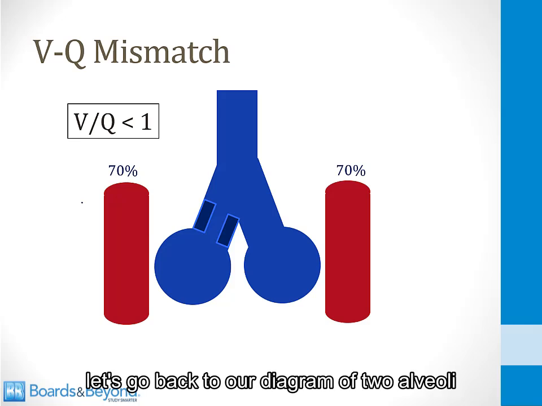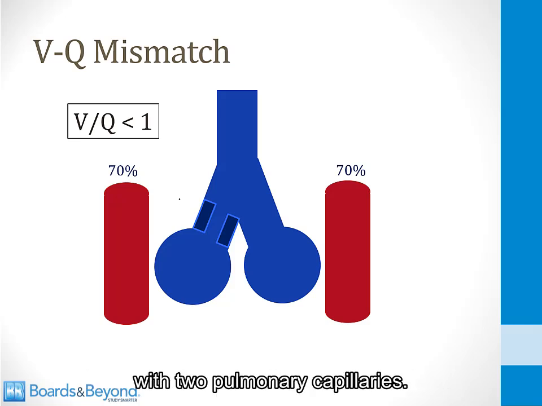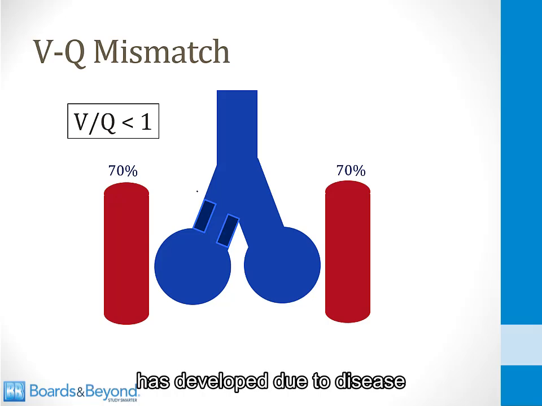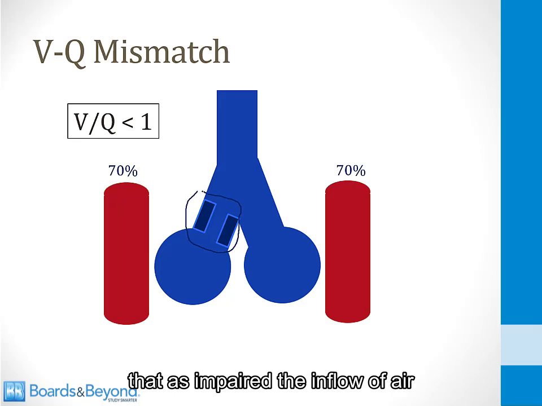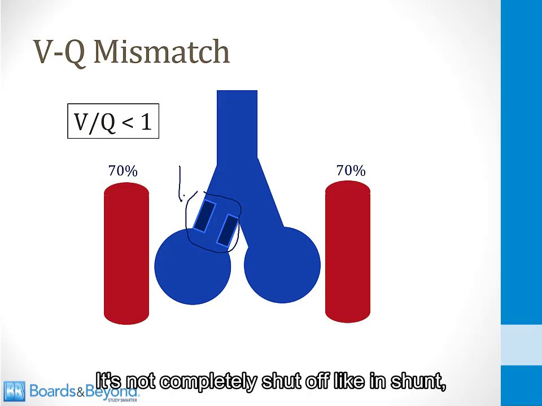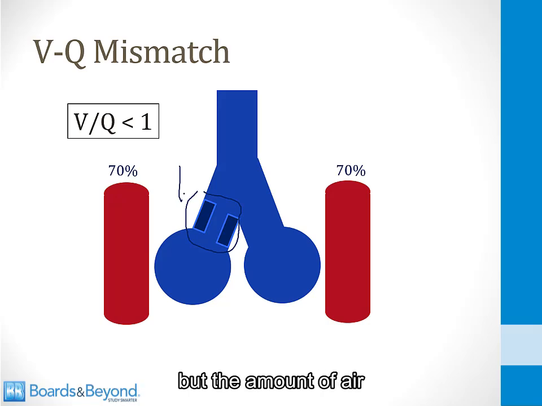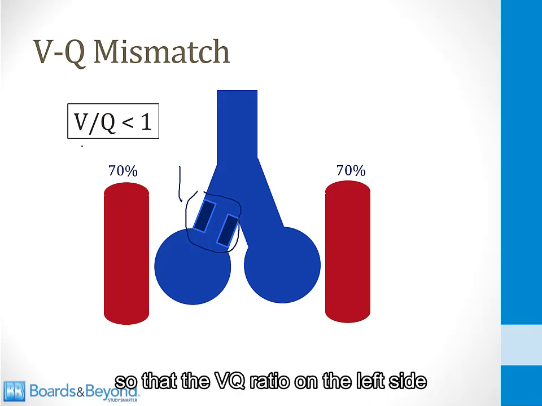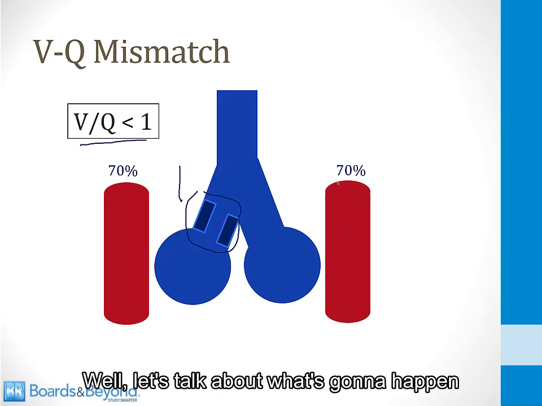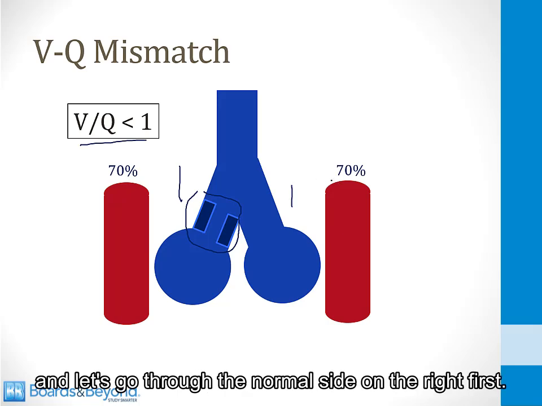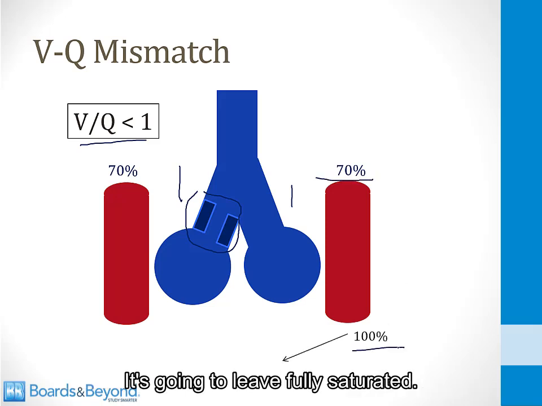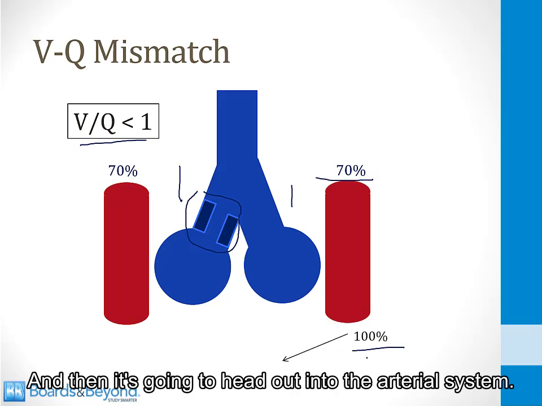To make this more clear, let's go back to our diagram of two alveoli with two pulmonary capillaries. What I've shown here is that some problem has developed due to disease that has impaired the inflow of air into the alveolus on the left. There's still some air getting in. It's not completely shut off like in shunt, but the amount of air that gets in, the ventilation, has decreased so that the VQ ratio on the left side is going to be low. Well, let's talk about what's going to happen. Now, let's go through the normal side on the right first. Blood's going to enter at 70% oxygen saturation. It's going to leave fully saturated, and then it's going to head out into the arterial system.